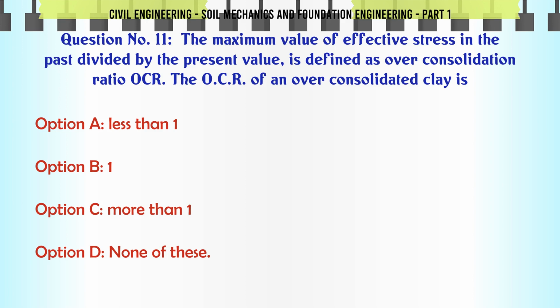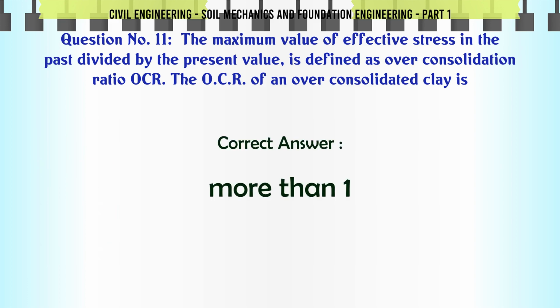The maximum value of effective stress in the past divided by the present value is defined as the over-consolidation ratio, O.C.R. The O.C.R. of an over-consolidated clay is A. less than 1, B. 1, C. more than 1, D. none of these. The correct answer is more than 1.